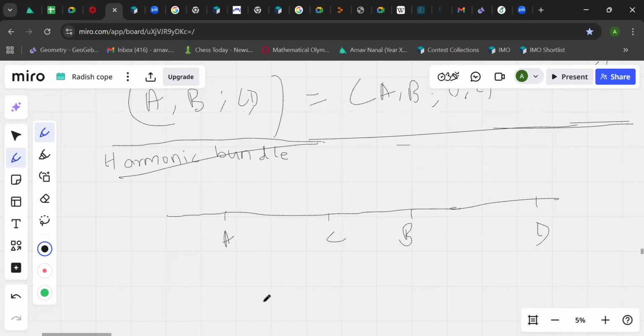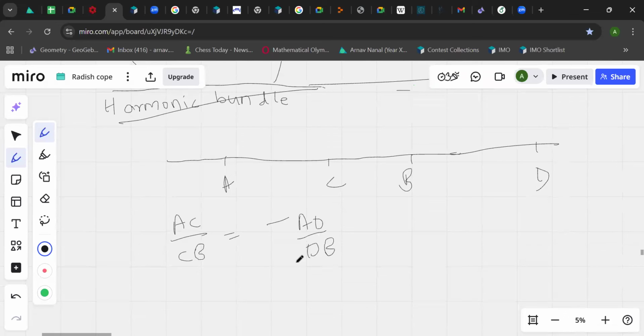So we call this a harmonic bundle if AC upon CB is equal to negative of AD upon DB. Negative is only because of the sign. So if you just look at the ratios in the absolute sense, you get that mod of AC upon CB is equal to mod of AD upon DB.